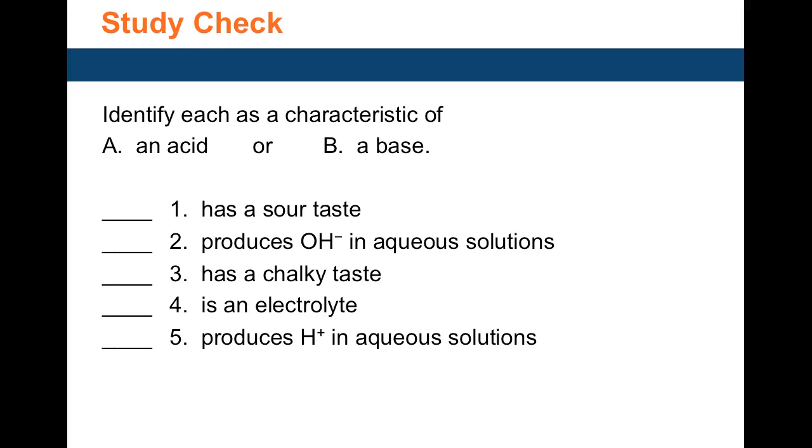All right, so in this study check, it says identify each as a characteristic of an acid or a base. So sour means acid, producing OH minus, that's a base. Chalky would be base. Electrolyte, they both are electrolytes. Produces H plus in aqueous solutions, that would be acid.